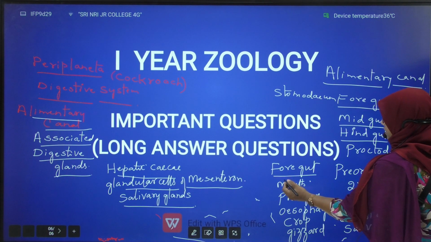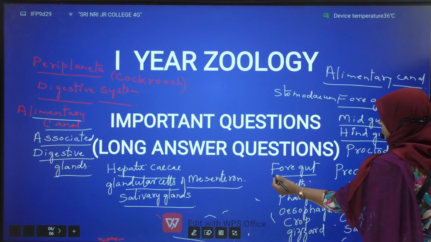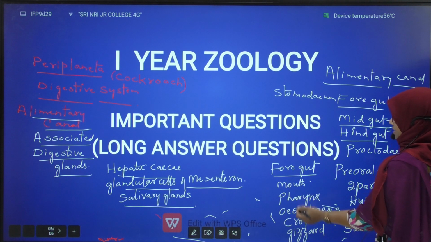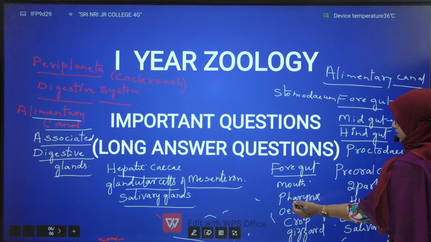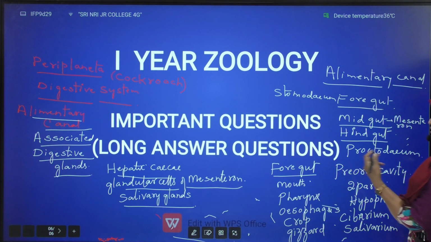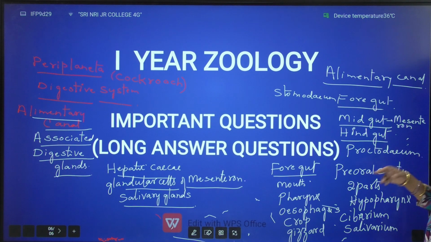Once again I am repeating, foregut divides into different parts in a sequence, that is mouth, pharynx, esophagus, crop, and gizzard. In front of the mouth, a cavity is present, called preoral cavity. This preoral cavity is divided into two parts by hypopharynx, nothing but the tongue, into anterior cibarium and posterior salivarium.